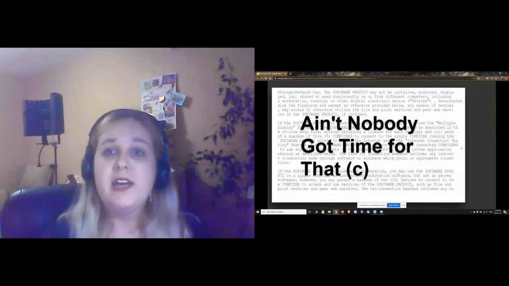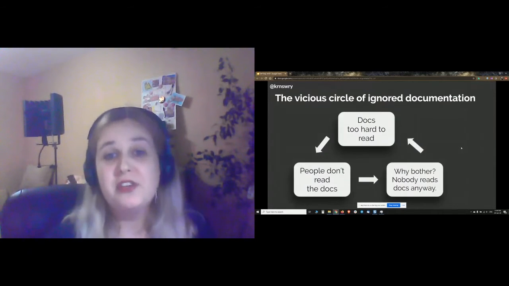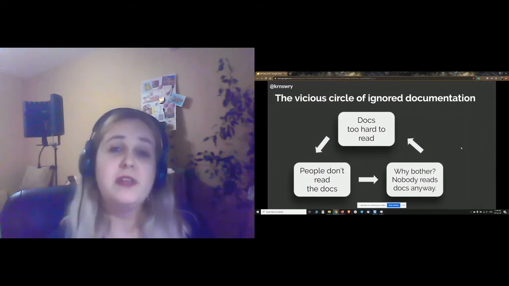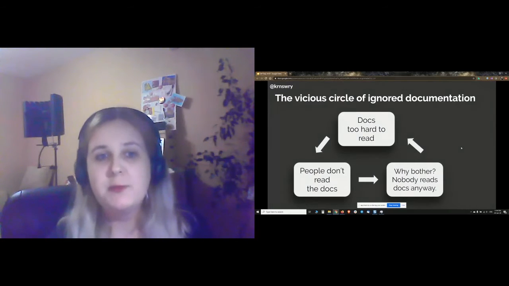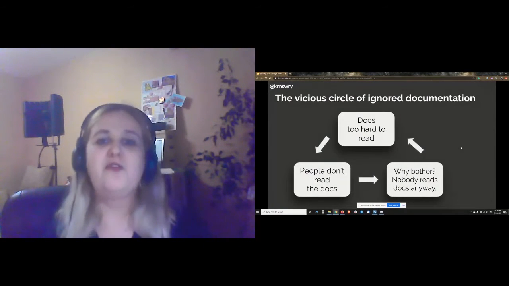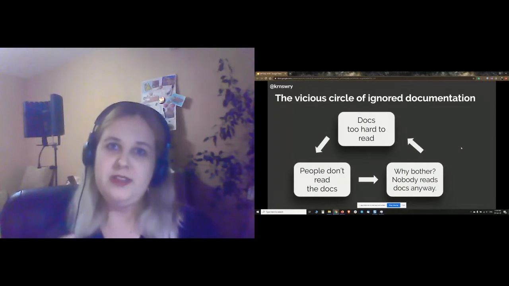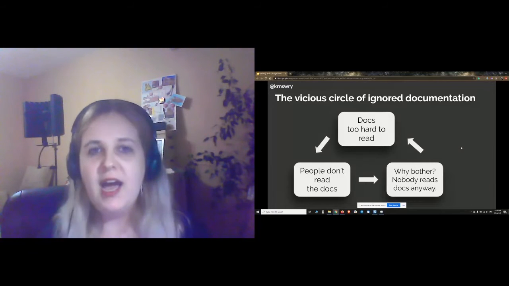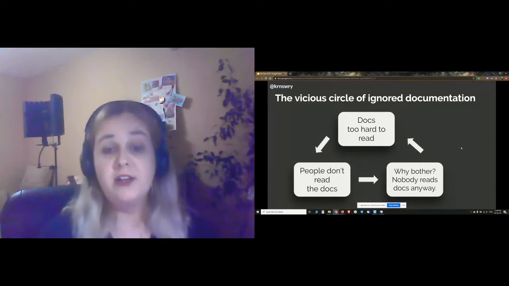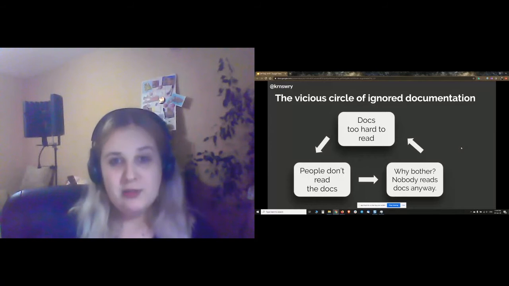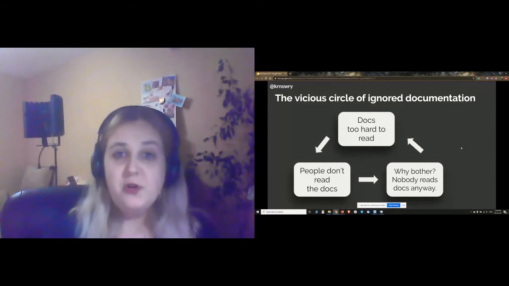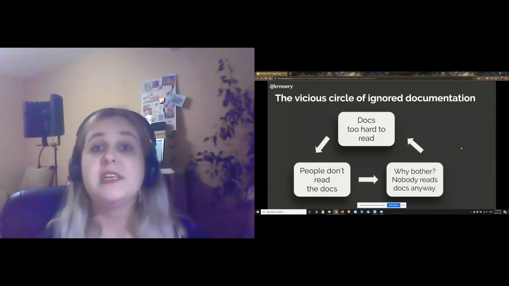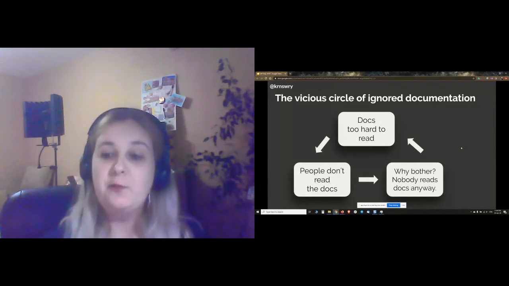This brings us to what I call the vicious circle of ignored documentation. First, the docs are hard to read. We do not want to spend much time editing the docs or making them clearer because people don't read the docs anyway, right? That's what the developers often tell us. So why bother? So we deliver barely readable, highly complicated documentation, which will do. And as a result, no one reads the docs because they're hard to read, which leads us to the vicious circle.